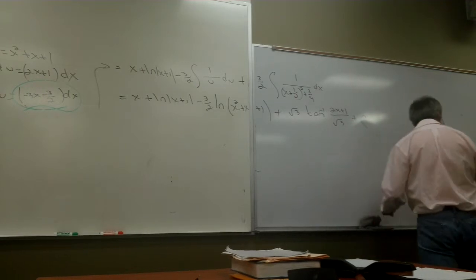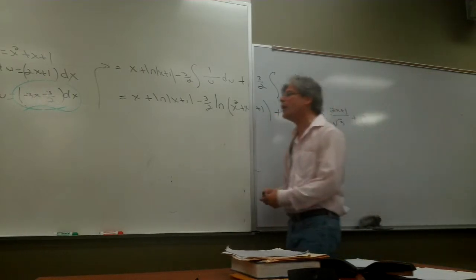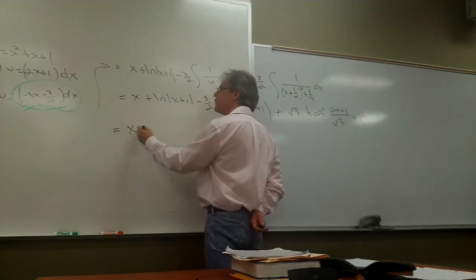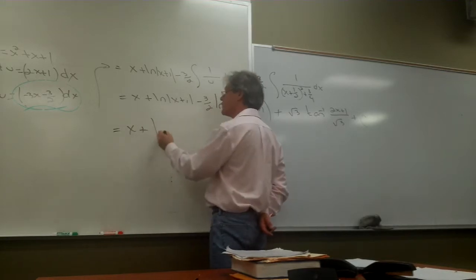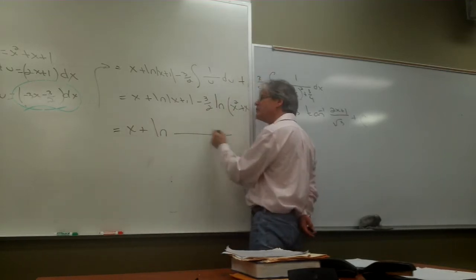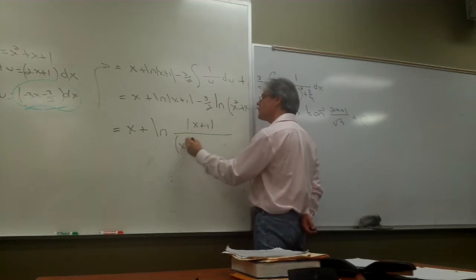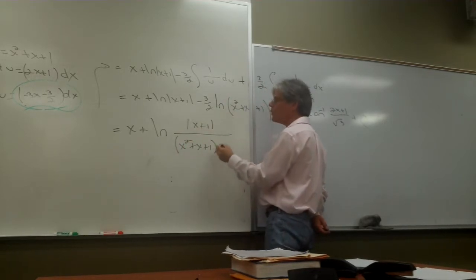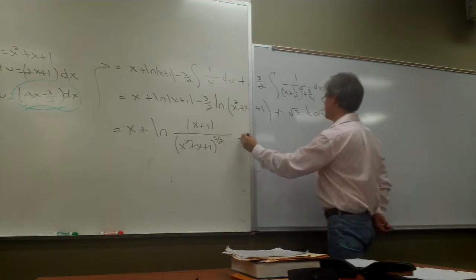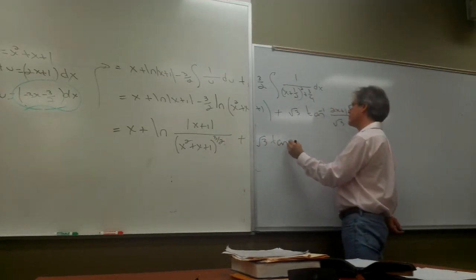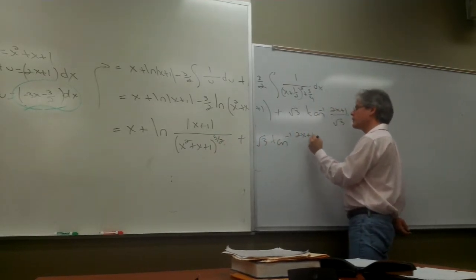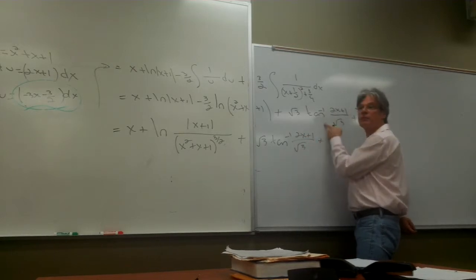I admit, somebody might say, well, we can combine these two logs. I just don't know if it looks as pretty. I think you have a choice. Natural log of the ratio of the absolute value of the sum to this trinomial, raised to the 3/2 power, plus root 3 times the inverse tangent of my 2x plus 1 over root 3. I'm serious, I don't know which one looks nicer.